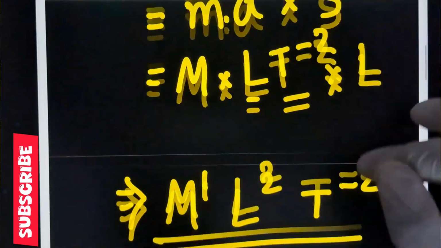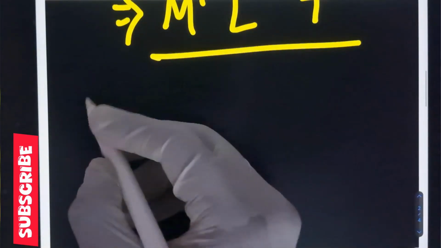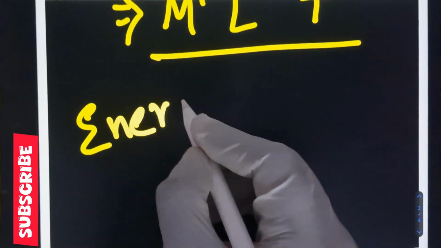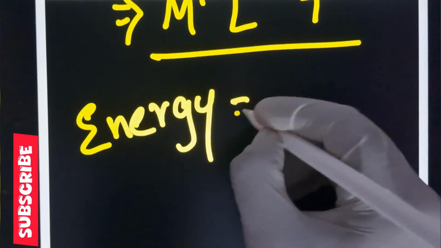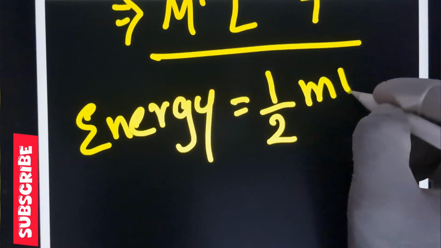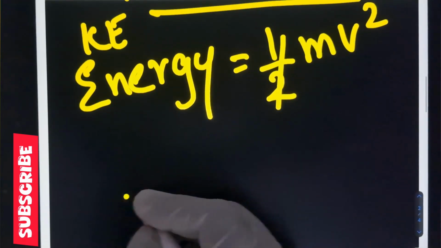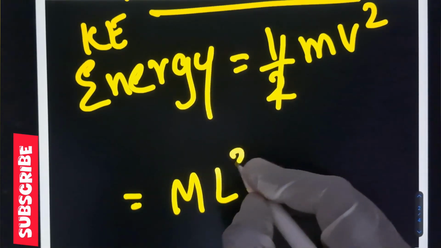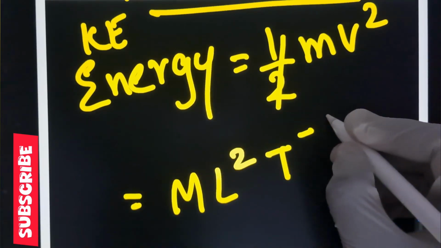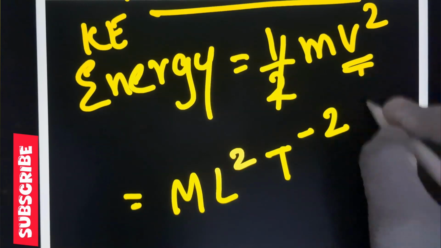Next, energy. Work and energy have the same dimensional formula. Let's take the kinetic energy formula, half m v square. Here we represent velocity as L T power minus 1, so velocity square gives M L2 T power minus 2.